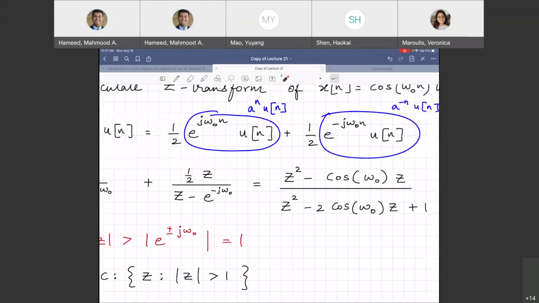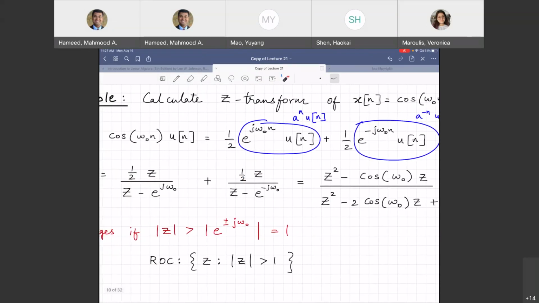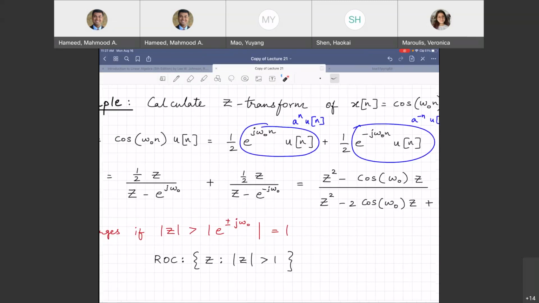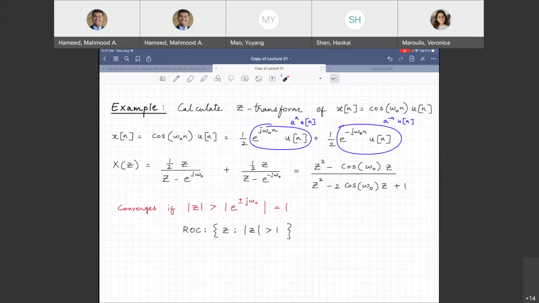And then the magnitude of these is always 1, right? So we are looking at magnitude of z greater than 1. Notice also here, the signal is right-sided. So when the signal is right-sided, you are going to get an ROC that is beyond the pole, outside of the circle bounded by the pole. And the pole is on the unit circle, somewhere on the unit circle, I don't know where, because I don't know omega naught. Outside of that, magnitude of z greater than 1, that's going to be my region of convergence.